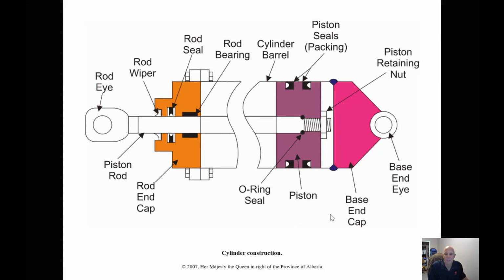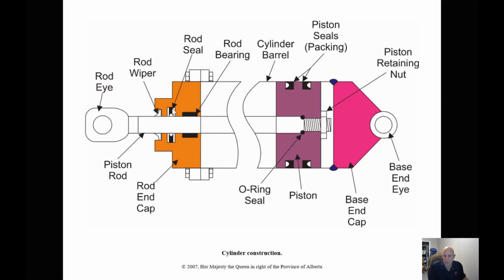Taking a look at a basic hydraulic cylinder. So we have the rod end and the piston end. On the piston end, we have our piston with our seals and a nut, and as hydraulic oil gets in behind this piston, it's going to force this piston to the left. Now on the piston rod end cap, we're going to have a rod bearing.